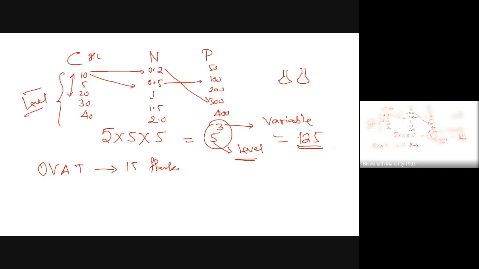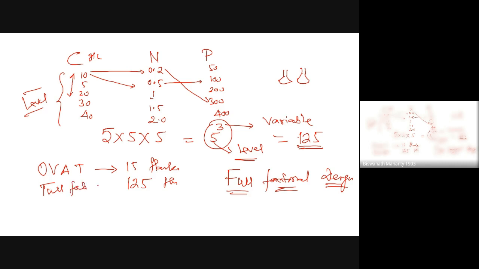If I am doing it like this, all combinations with all combinations, that is called full factorial design. Am I clear? Because it is checking all combinations. If I do that, it is called full factorial design. What is happening here? 125 flasks. So you have to understand, if I do all combinations, I am having this. I can tell you that if I am doing 125, we will know much information.